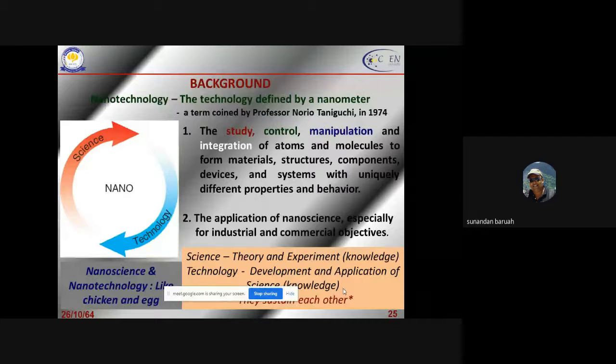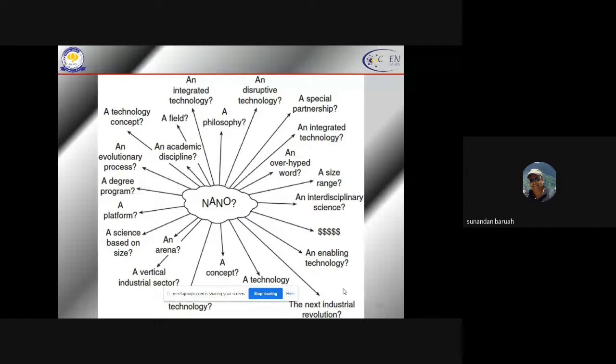But basically, it's the typical egg and hen problem. Some say, okay, nanotechnology resulted from nanoscience, nanoscience resulted from nanotechnology. Okay, no, it's a circle that goes on, but they are together always. So nanotechnology is simply the implementation of nanoscience. And you can take it to various ways of looking at nano. Okay, some might say that this is a new integrated technology. Some will say it's just a hype, an overhyped word.